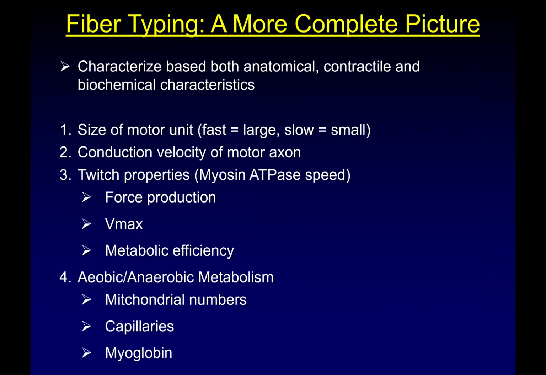All right. So nowadays we characterize fiber type on myosin ATPase, the metabolic profile in those fibers, the size and conduction velocity of the motor axon, so the ability of the nervous system to connect to those fibers, as well as how many fibers connect to the same motor neuron.